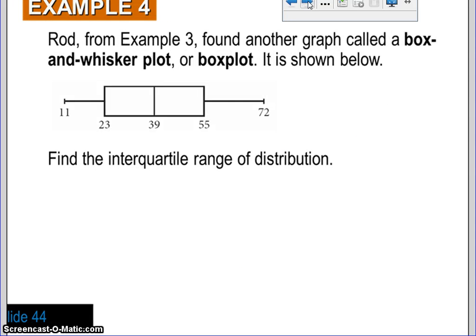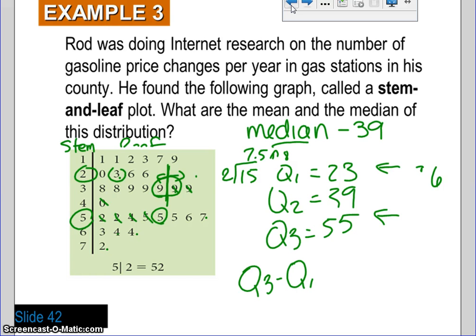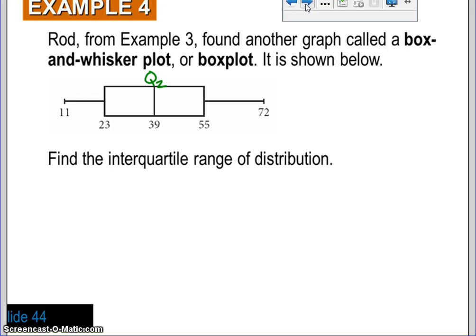Okay, for example 4, now we're looking at what is called a box and whisker plot. And it said he found another graph that showed the data before. So if you'll kind of refer back to our previous data, quartile 2 is right there in the middle, and it's 39. And what am I comparing it to? I'm going back to example 3. If you'll remember right, on that stem and leaf plot, the median was 39. And then we just calculated the upper and lower quartiles.